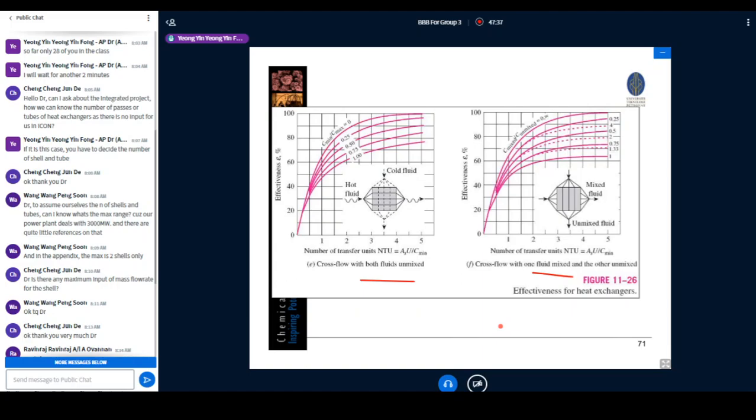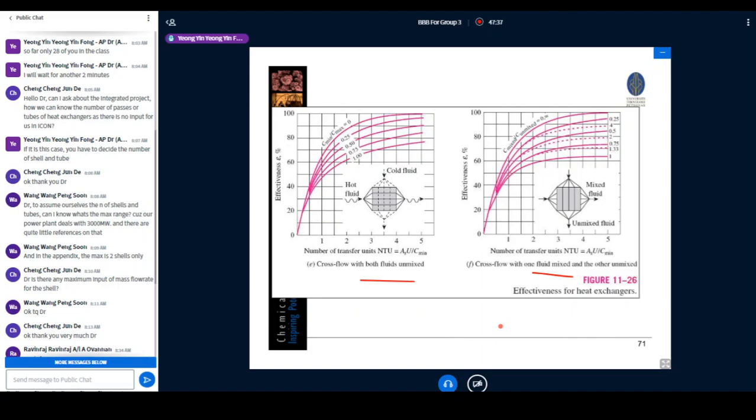Maybe you have some doubt in your mind. I want to know, okay, in fact, I see many lines, but I do not know which one is actually giving me the highest effectiveness if the capacity ratio is the same. So actually, you can deduce much information from the chart, or by comparing all these different types of heat exchanger in order to decide which type of heat exchanger you want to use.